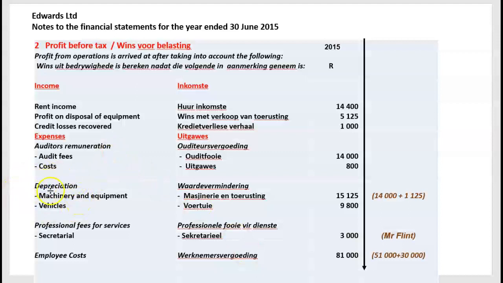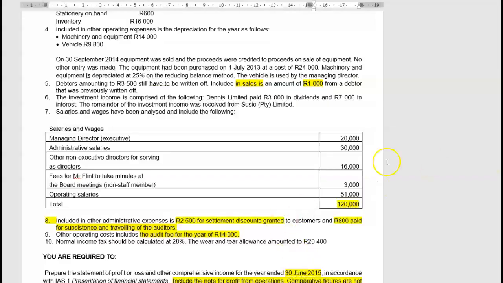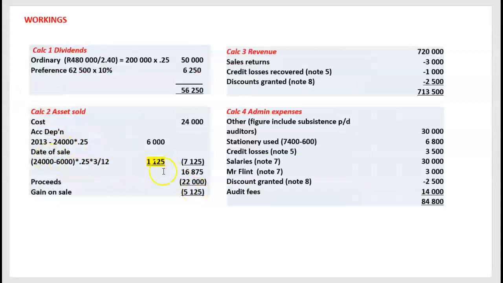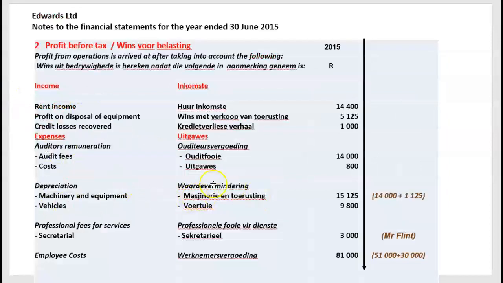Depreciation. Here we have to disclose our depreciation per class of asset. There was the 1,125, that was the depreciation on the assets sold, plus the 14,000 that they gave us, which will give us machinery and equipment a total of 15,125, and the vehicles of 9,800. Professional fees, that was the salary of Mr. Flint of 3,000 rand that we have to disclose separately.